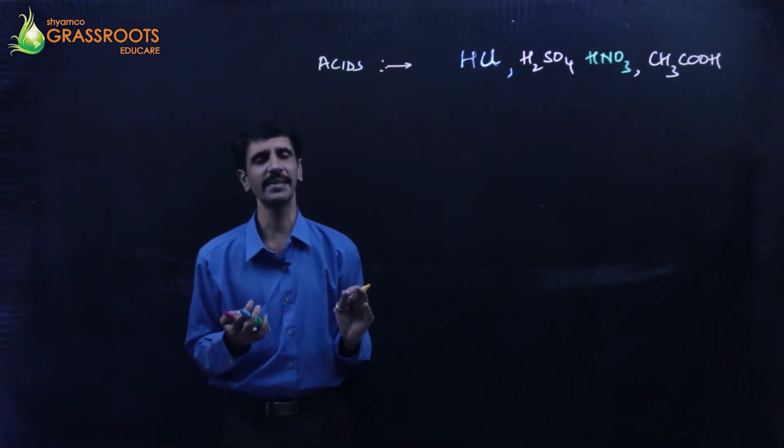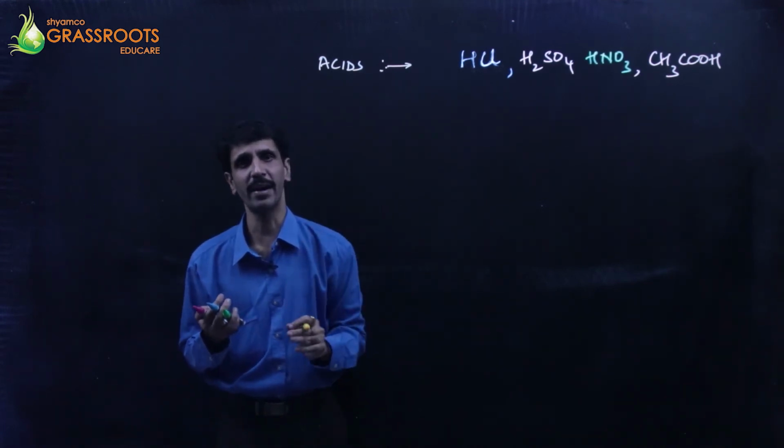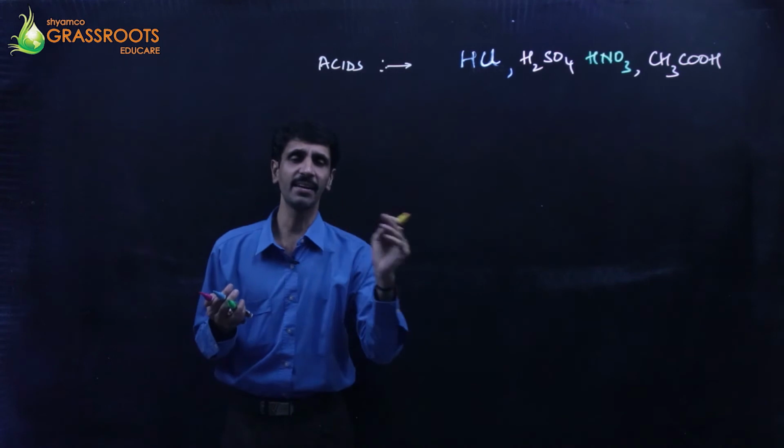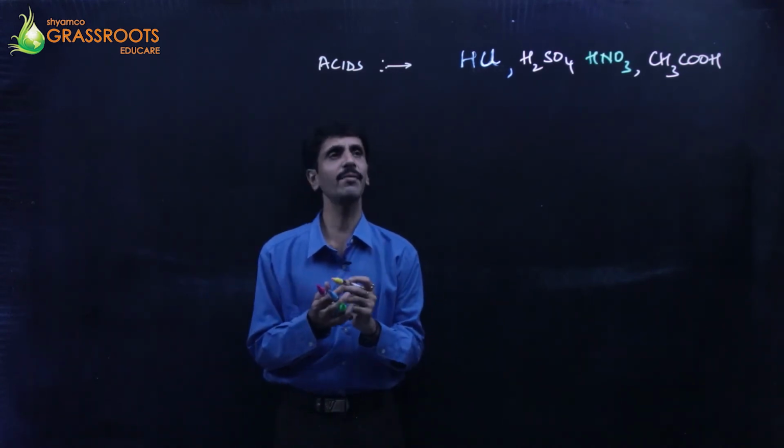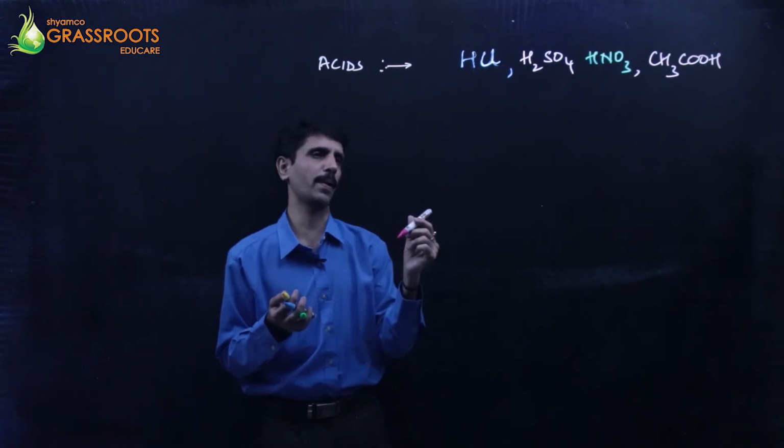So now, these are the acids. We already know it. But now we are going to identify with different indicators what are the color changes that are going to be happening. So we begin with the first one, and that is with litmus paper.